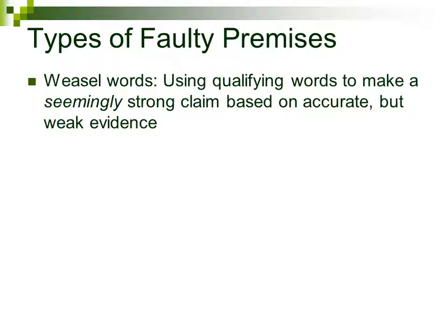The first type of faulty premise is weasel words, using qualifying words to make a seemingly strong claim based on accurate but weak evidence. Weasel words give you an out if you are challenged. They allow you to say something that is technically correct or accurate, but if you look closely at the statement, you'll realize that the weasel words make it weak. Some examples of weasel words are words like some, debate, help, and might, words like that.